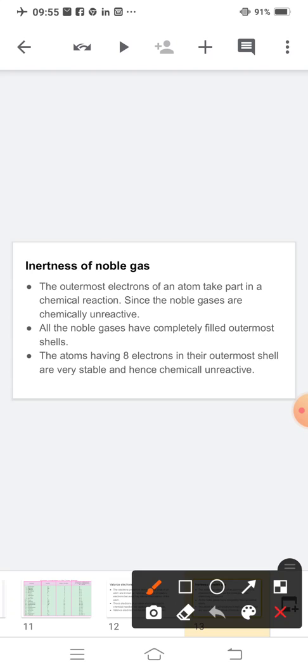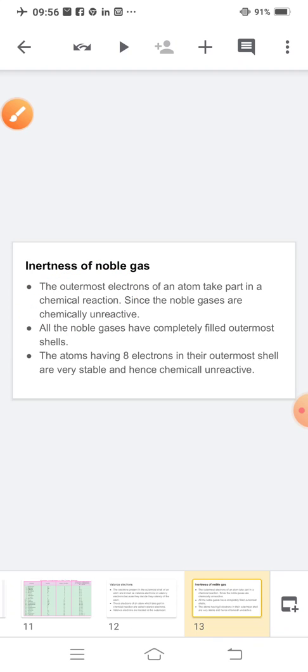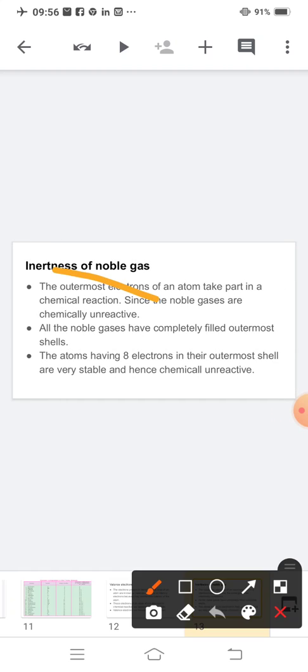Clear? Your outermost shell is completely filled. If it is completely filled, that means they are chemically unreactive. Why? Because all the noble gases have completely filled outermost shells. That means they will neither lose an electron nor gain an electron. When they neither lose nor gain, that means the inert gases are unreactive. Is this clear? And the atoms having 8 electrons in their outermost shell are very stable and hence chemically unreactive.